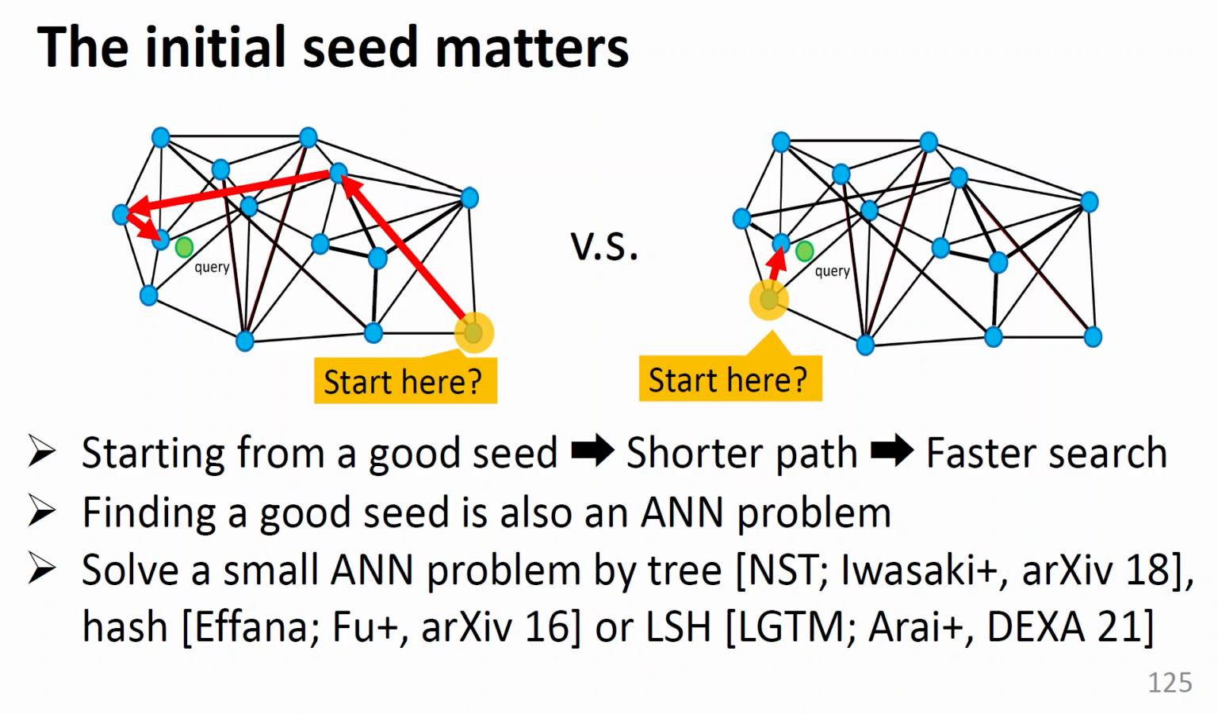Finding a good seed is also like an ANNS problem, but it should not take you a lot of time to choose which seed you want to start from. So you can use some simple structure, like a tree, or a hash function, or LSH.